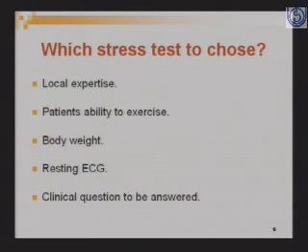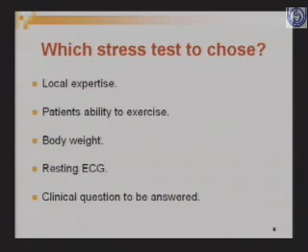And the last is the clinical question to be answered. Suppose you have disease in two vessels, and we have to decide on some procedure for that person. Then the question is which vessel is more important, or which vessel should be taken care of before the other, or if the person's resources are limited, then it again becomes important which of these coronary vessels should be taken care of before the other vessels. So these are the things which decide which stress test should be chosen.